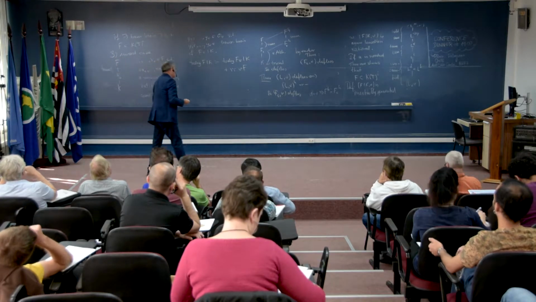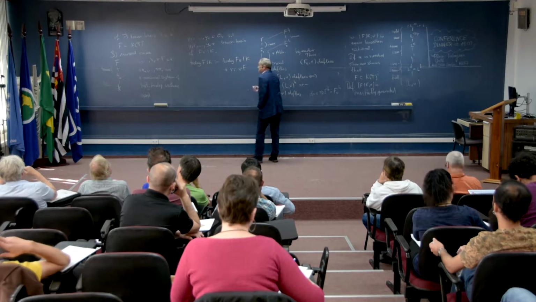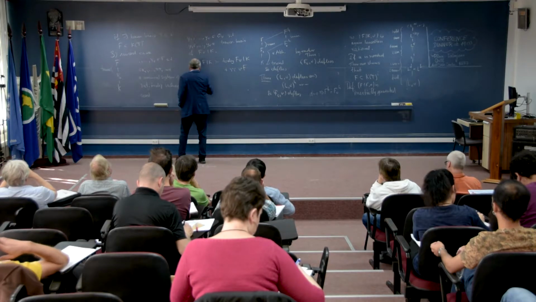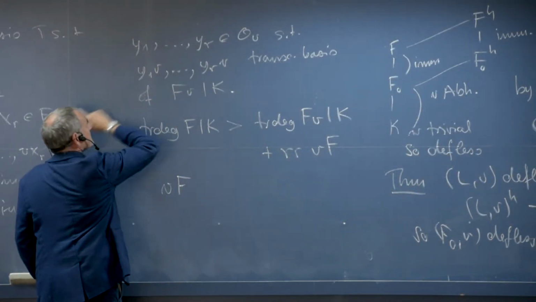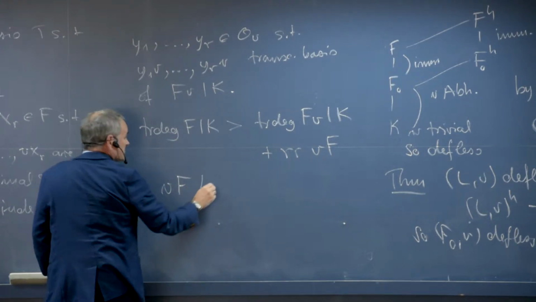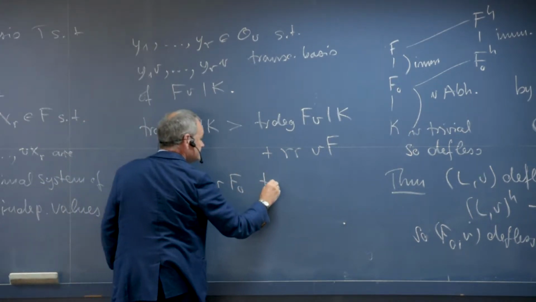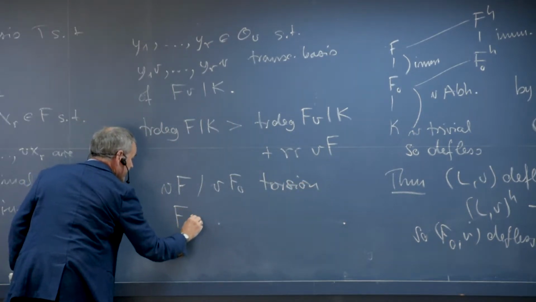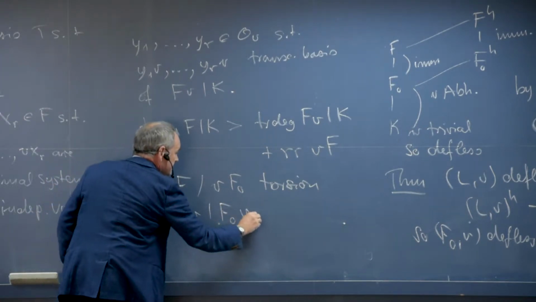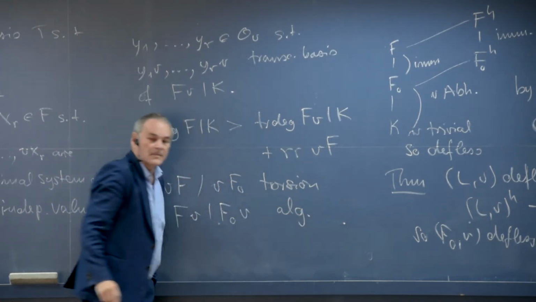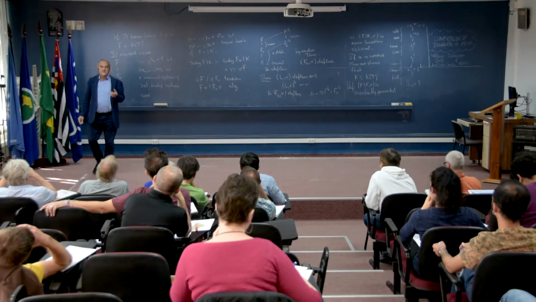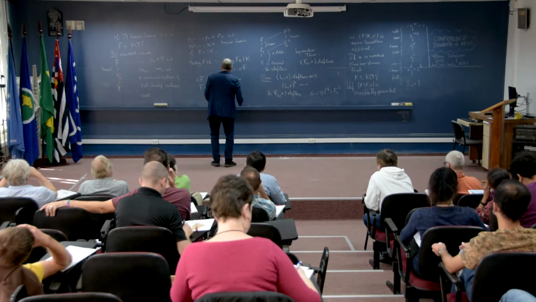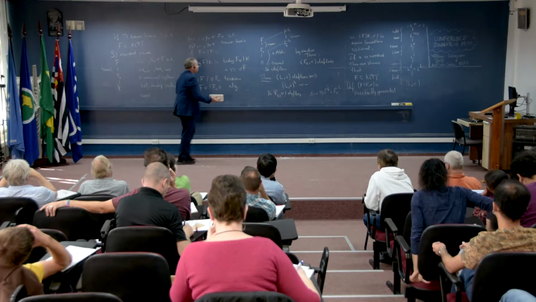And, well, especially when the value groups or the residue fields are not finitely generated, we only know that V of F, by our choice of the y's and the x's, V of F modulo V of F0 is torsion. And we only know that Fv over F0v is algebraic. That's all we know. Yeah, but the case where we had a hope that we could do something was the immediate case of transcendence degree 1.